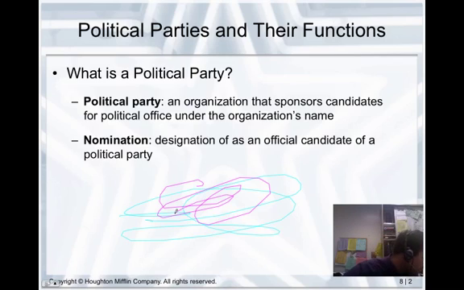And then when we say nomination, what we're referring to is designating or picking an official and saying, this is our candidate, this is who we're trying to get elected.